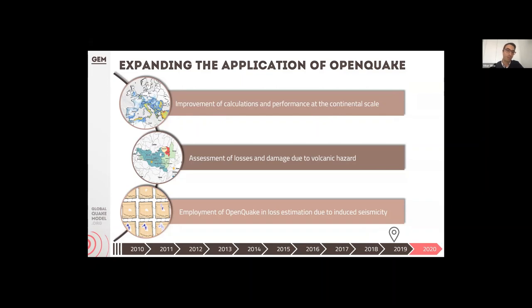The extension of some of the functionalities, for example, to volcanic risk assessments, and even some applications by the industry. For example, we saw OpenQuake being explored by induced seismicity, both in the United States and in the Netherlands. So it is quite interesting to see OpenQuake being applied in different purposes for what it was developed initially, and obviously being seen as a trustworthy tool in the industry and engineering sector.